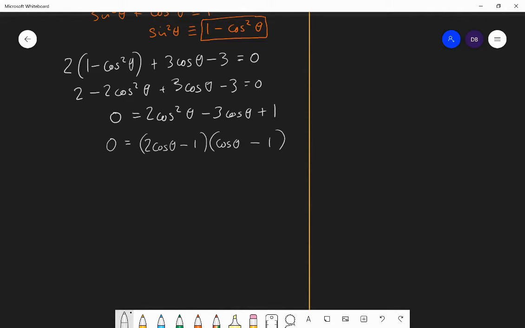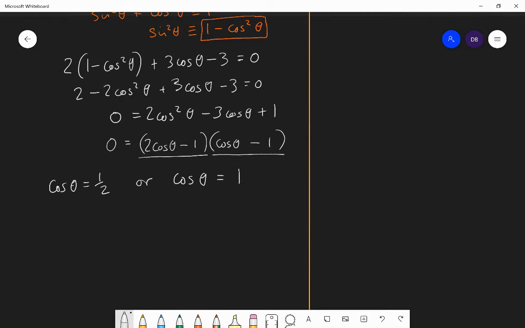Now we have it in factorized form, I can state what cos theta can equal. Because this bracket multiplied by this bracket equals 0, this will be true when either bracket is 0. The first bracket is 0 when cos theta is equal to a half, because 2 lots of a half, take away 1 would be 0. The second bracket will be 0 when cos theta is equal to 1.